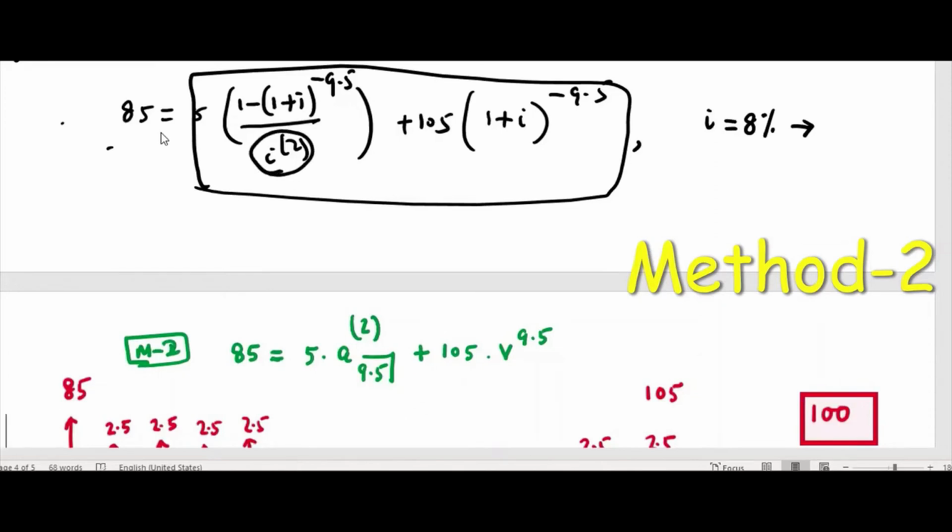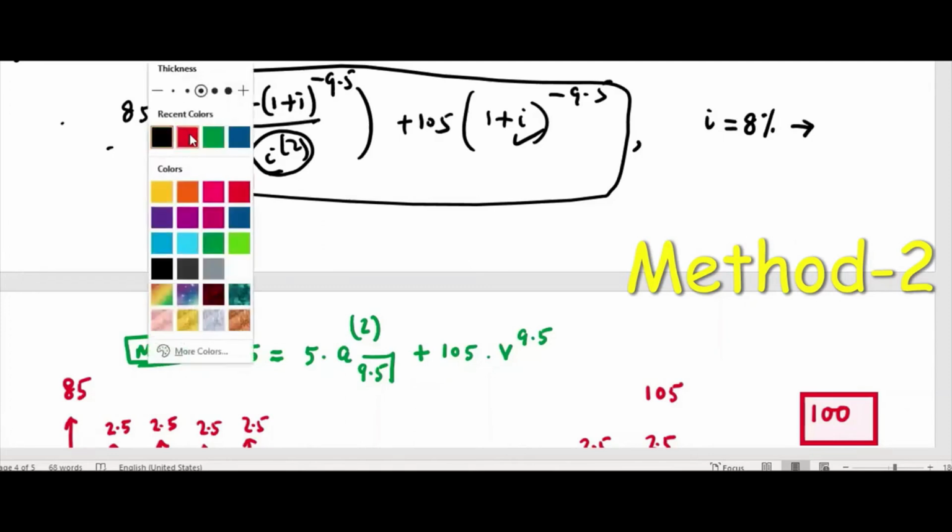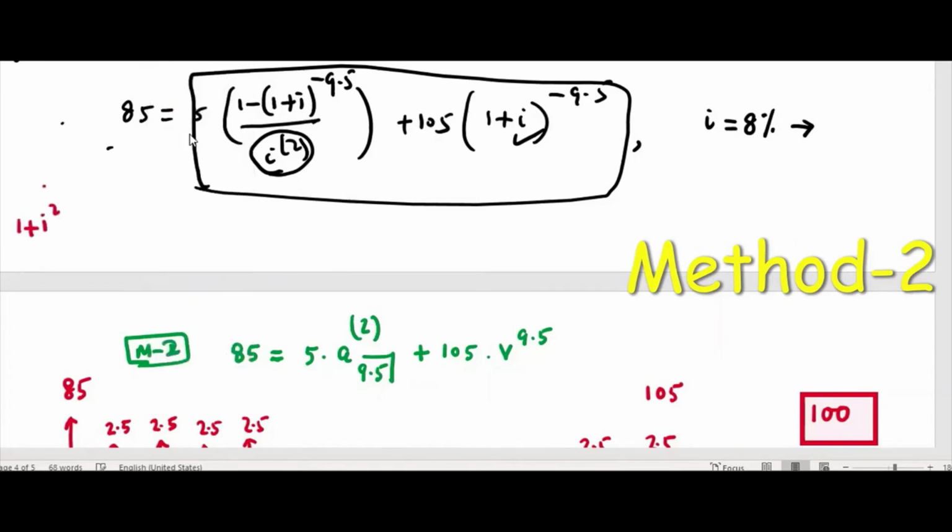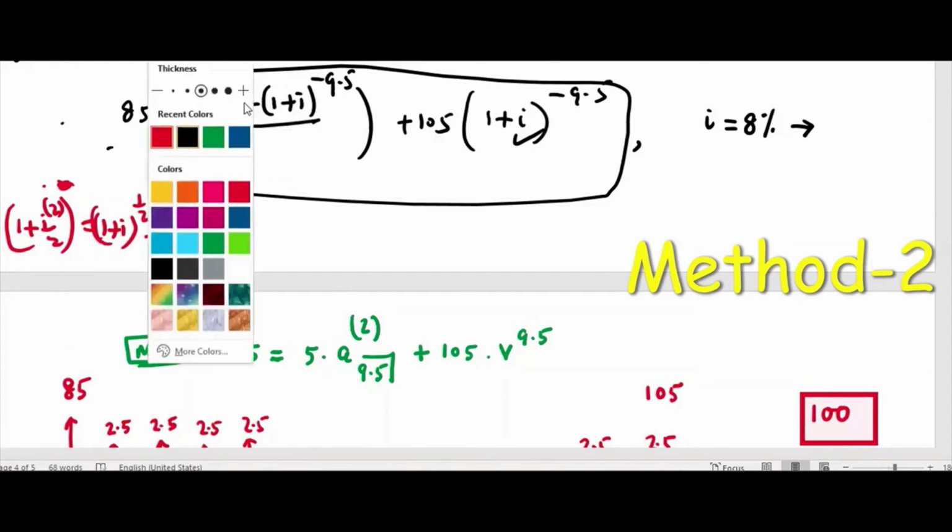For I 8%, you can write 8% here. You need I2 also. Here I is there, here I is there, but here I2 is there. However, if you don't want to find I2, then you can do another thing. You write the equation for I2: 1 plus I2 divided by 2, to the power 2, is equal to 1 plus I. So what will happen is this 2 you bring this side, this will be half, then minus 1 multiplied by 2. So you replace I2 by this. Then what will happen?